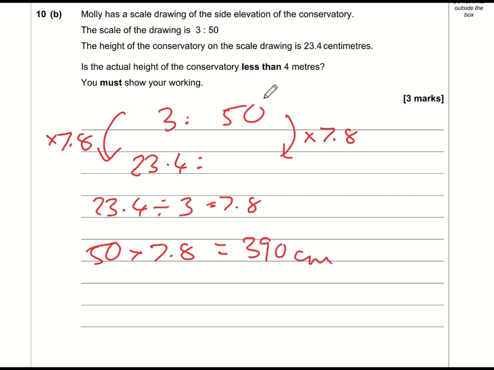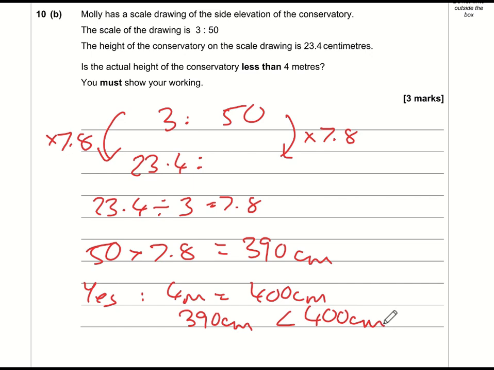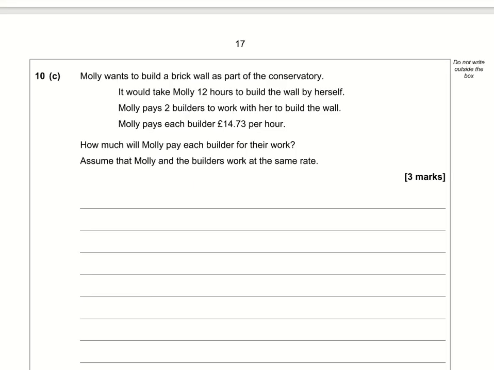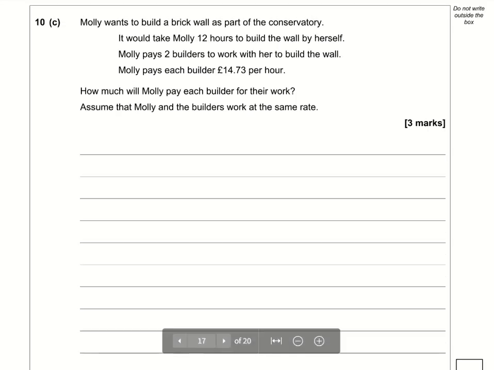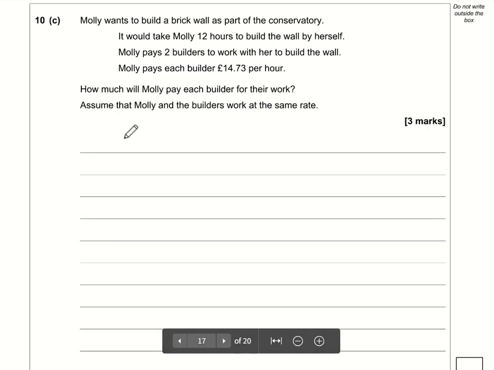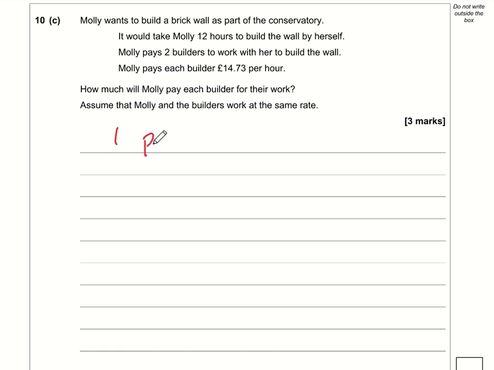Is the actual height of the conservatory less than 4 meters? Yes, 4 meters is 400 centimeters, and 390 centimetres is less than 400 centimetres. Okay, on to question 10c. Molly wants to build a brick wall as part of the conservatory. If she does it by herself, it will take 12 hours. So one person working on the job takes a total of 12 hours.